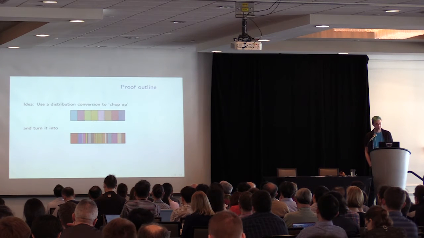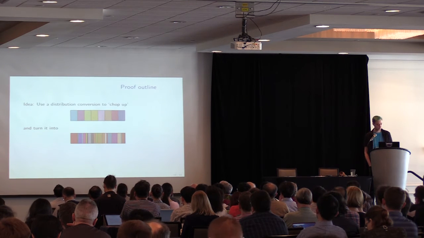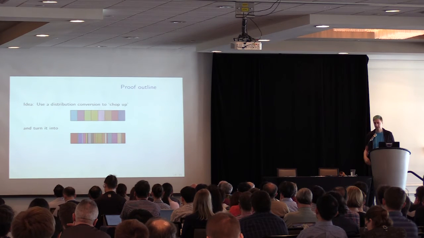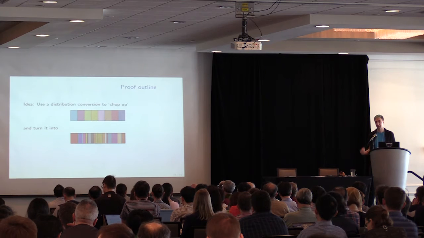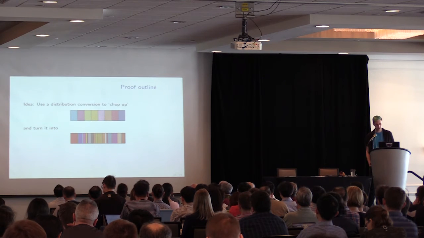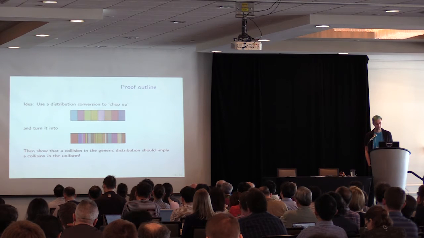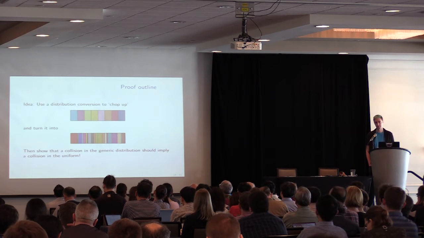So the general proof outline is that we're going to chop up the uniform distribution in order to turn it into the actual distribution for the adversary. Then we will show that a collision in the generic distribution should imply a collision in the uniform distribution.